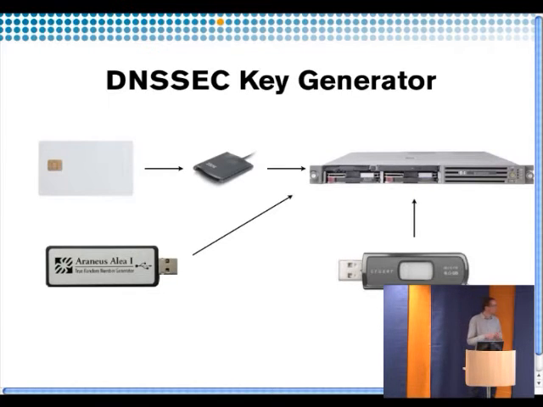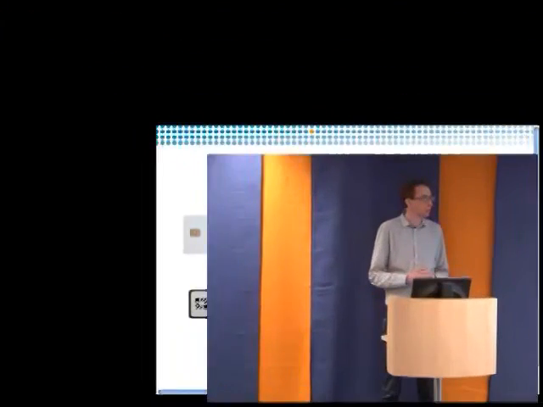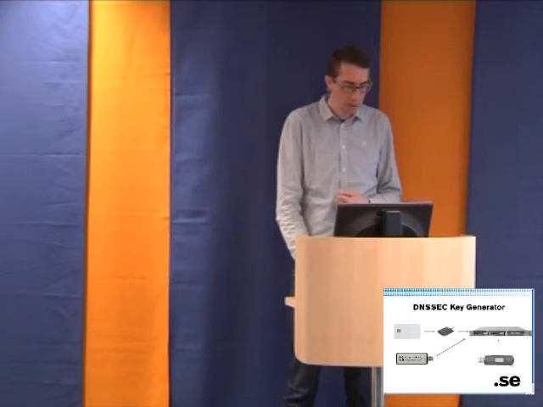And we produce the random numbers using the random number generator to produce the new zone signing key. We make the signatures and then we transfer the keys over to the zone signing machine using the USB memory card. So we only put the zone signing key on the zone signing machine.